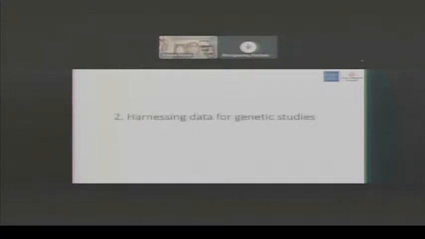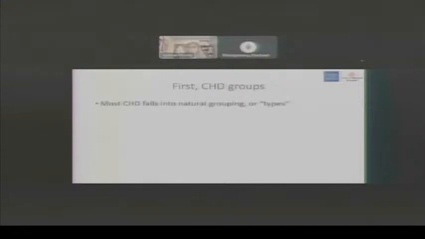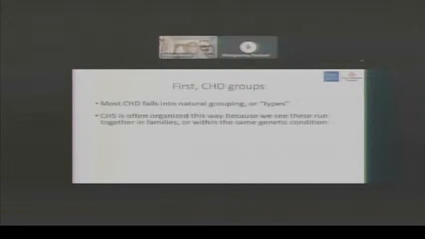Oh, sorry, one other thing I forgot to mention. A couple of slides on harnessing these data for genetic studies. CHD is divided into different groups, or the way we define them, into etiology groups. Most of them follow these natural types. We think we organize these CHD lesions in these groups because they run together in families or with the same genetic condition. So we'll see a mother and a son with these related conditions.